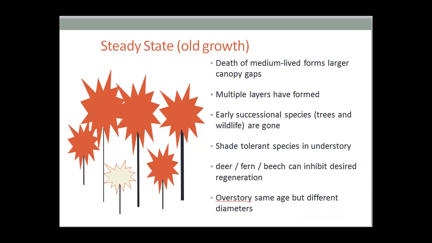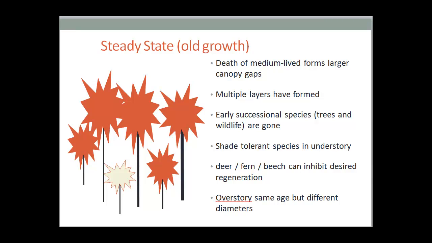So the final stage is the steady state or the old growth stage. Here we have experienced the death of the medium-lived species. These create larger canopy gaps because they're larger, taller trees, and we're forming multiple layers. The early successional species have all disappeared unless there has been some secondary large-scale disturbance overlaid on top of this four-part developmental sequence.